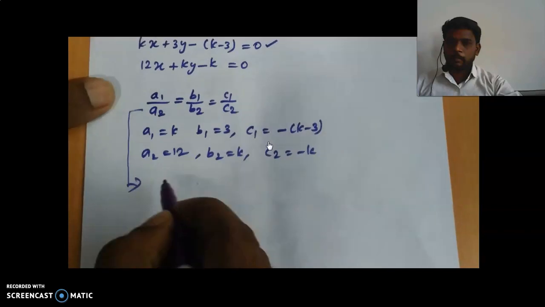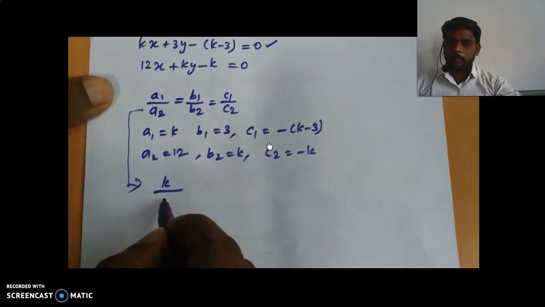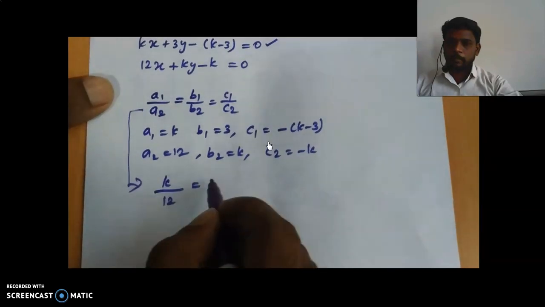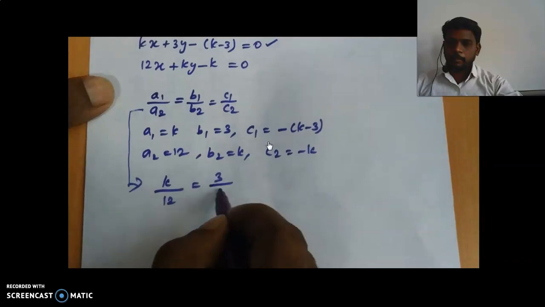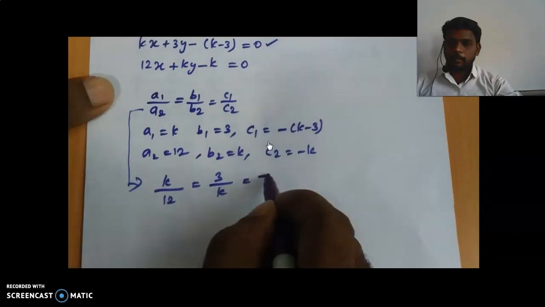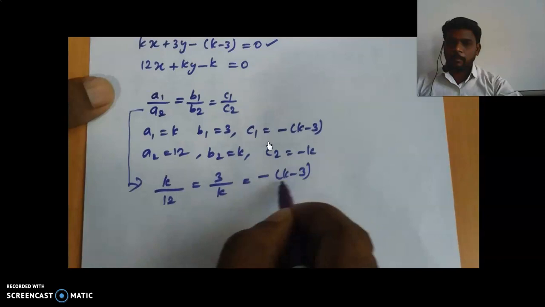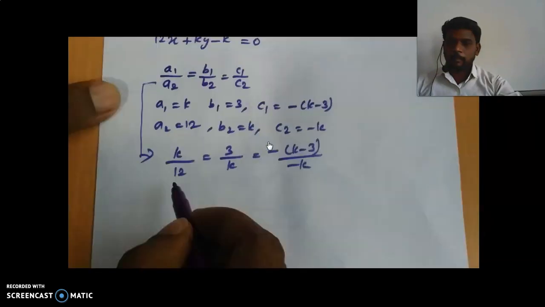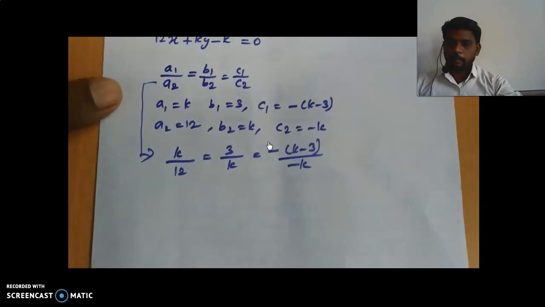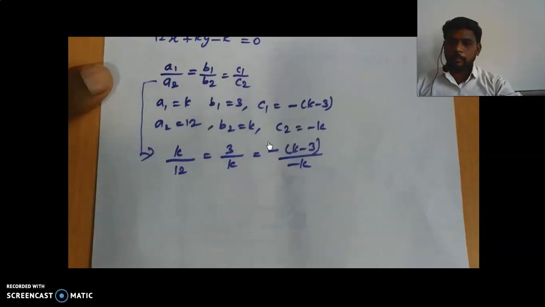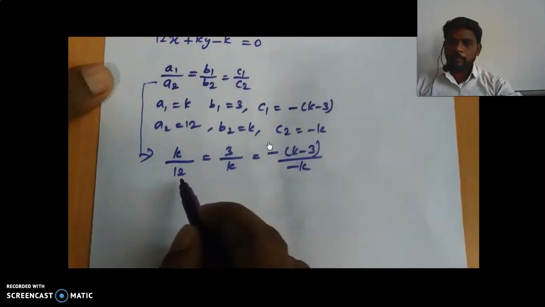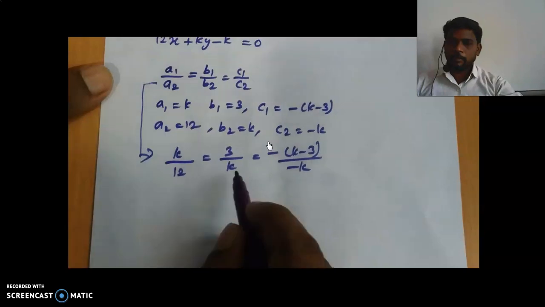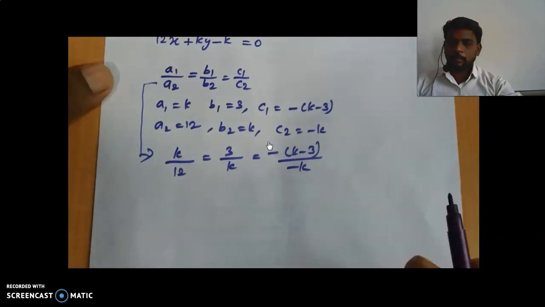So instead of a1 it is k, instead of a2 it is 2, and b1 value 3 by k equals minus of k minus 3 divided by minus k, right? So here all the ratios are equal. So you can equate any two of the values, either these two, or the first one and the last one, or the second one and the last one. You can take anything because everything is equal.